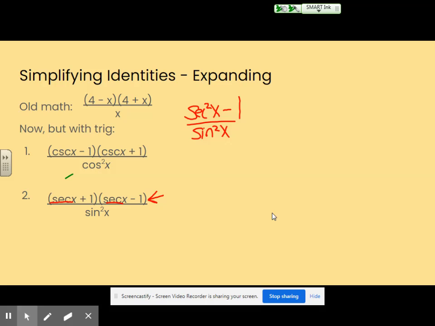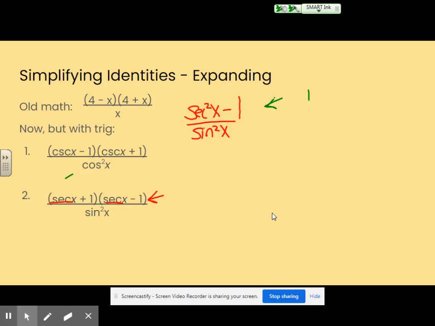Once again, I'm going to think about what is an identity that I can use. I mentioned before that anytime I have a trig function being squared, especially if it's being added or subtracted with 1, that's a big warning bell that I might be able to use a Pythagorean identity. And I've said that they are my absolute favorite. So I'm going to look and see if there's any Pythagorean identities that I can use with secant squared x minus 1.